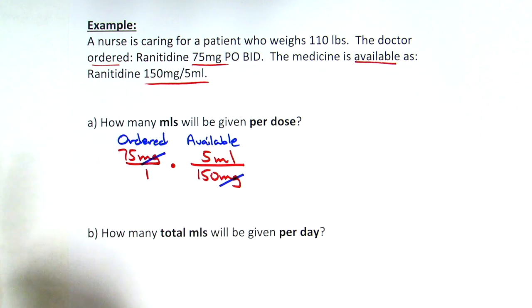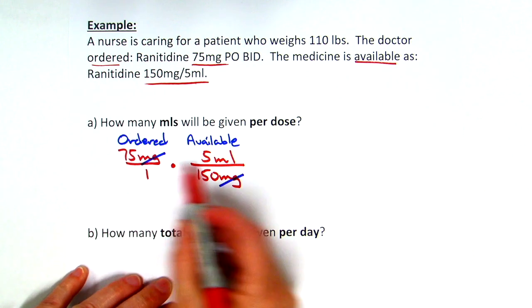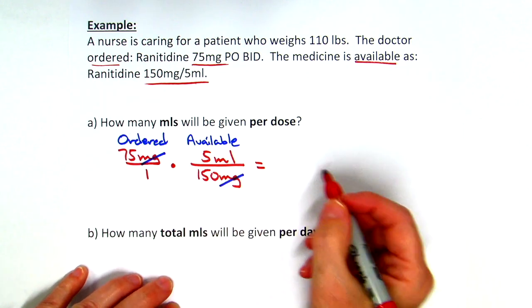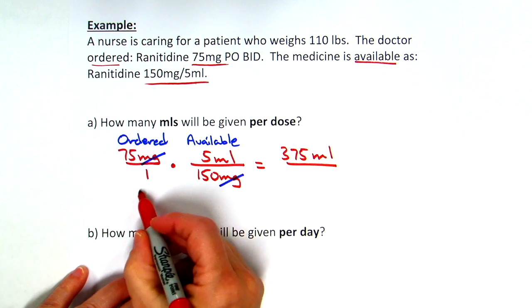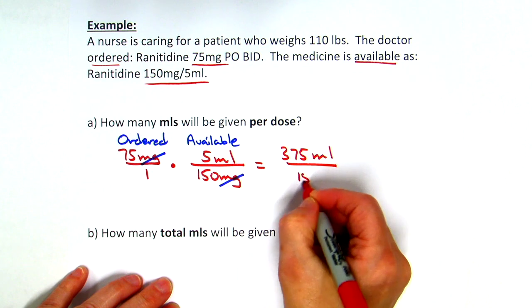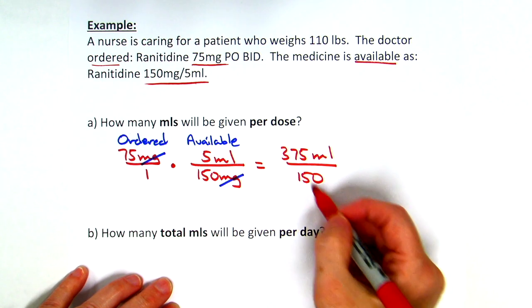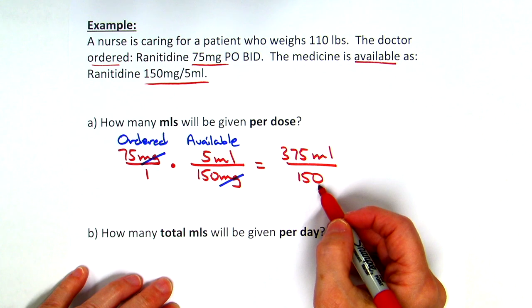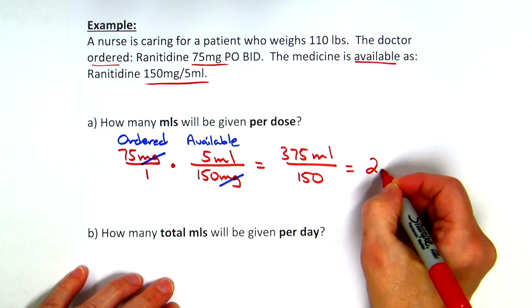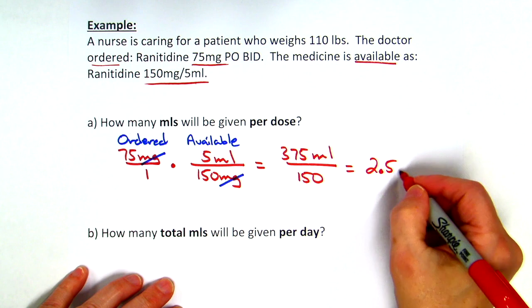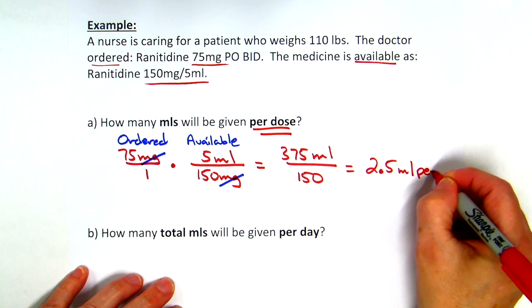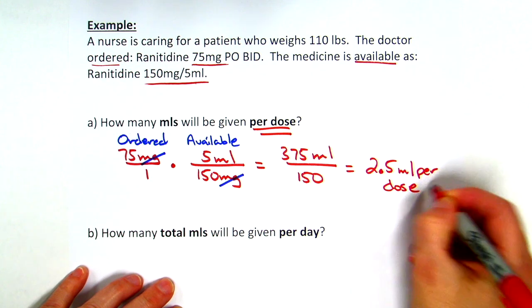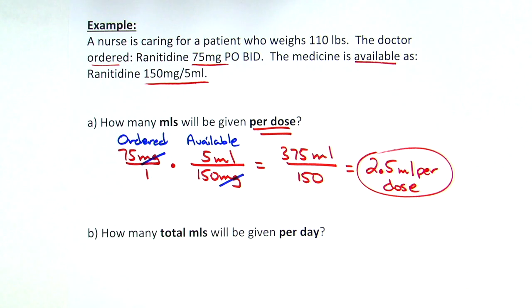Now it is a straight multiply across the top, multiply across the bottom. 75 times 5 will be 375 milliliters on top. 150 times 1 is 150 on the bottom. Straight divide here: 375 divided by 150 is going to give me 2.5 milliliters per dose. So every time I give it, it's 2.5 milliliters per dose.